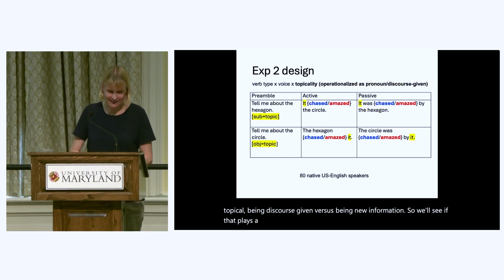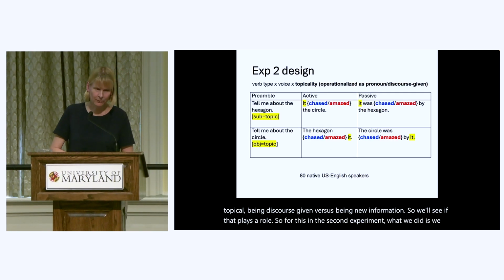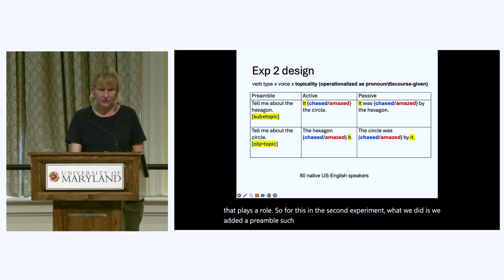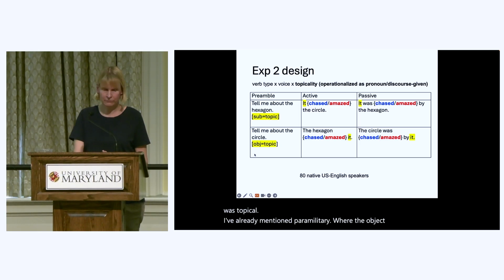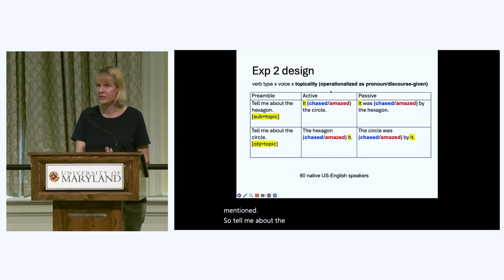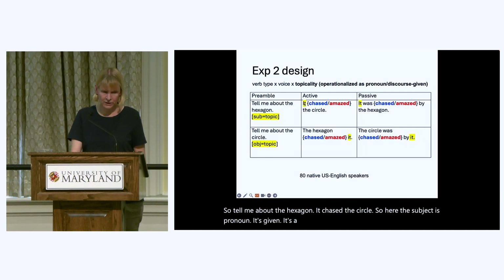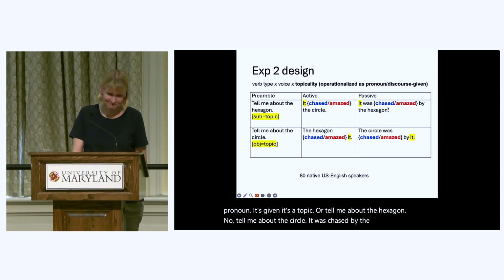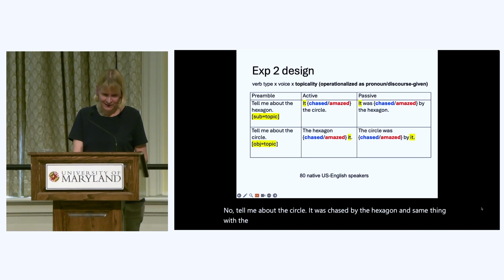So for this, in the second experiment, what we did is we added a preamble such that we could create conditions where the subject was topical, already mentioned, pronominalized, or where the object was topical, already mentioned. So: tell me about the hexagon, it chased the circle. So here the subject is a pronoun, it's given, it's a topic. Or: tell me about the circle, it was chased by the hexagon. And same thing with the object topic, where we had now the pronoun in object position.